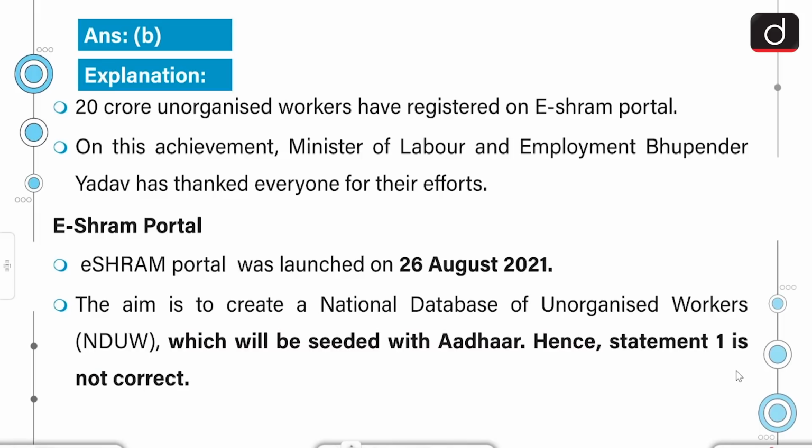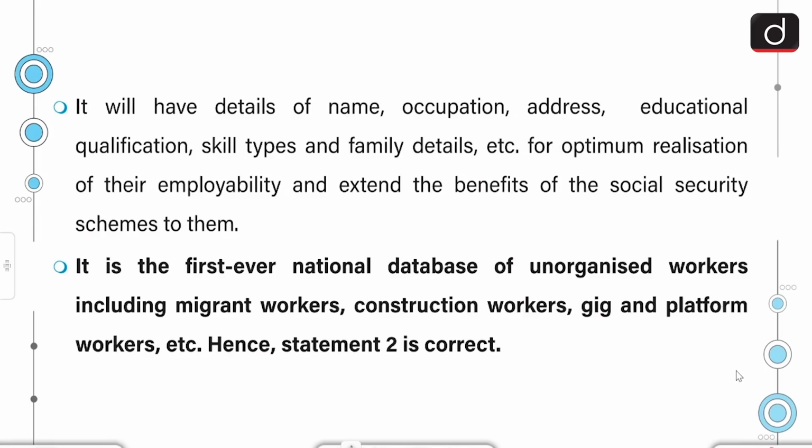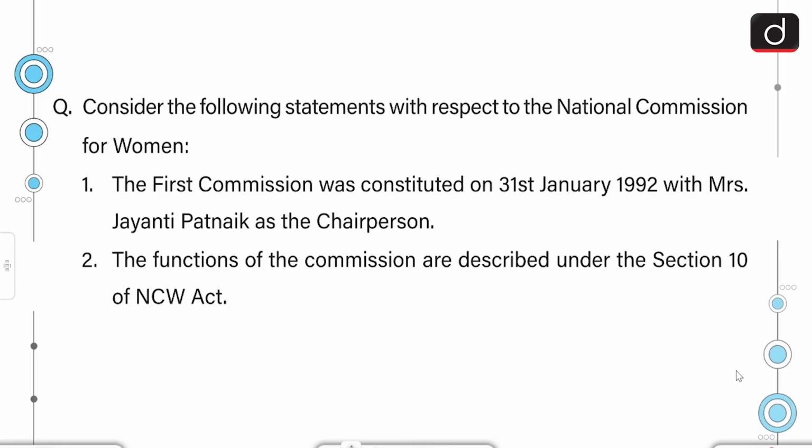And the aim was to create a national database of unorganized workers so that social security schemes can be extended to them, which will be seeded with Aadhaar. It will have many details such as name, occupation, address, educational qualifications, skill types, family details for optimum realization of their employability and extend the benefits of the social security scheme. Now, it is the first ever national database of unorganized workers, including migrant workers, construction workers, gig and platform workers.